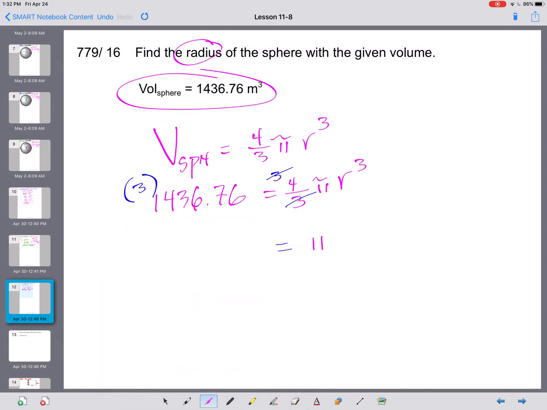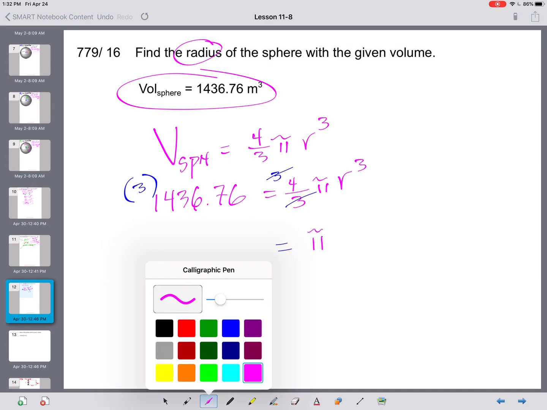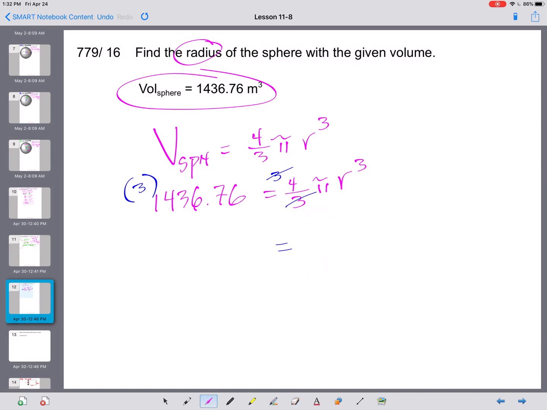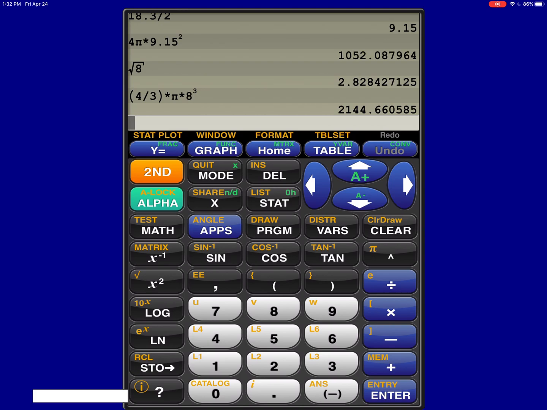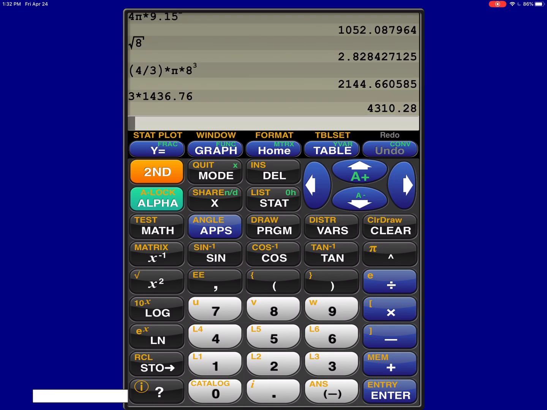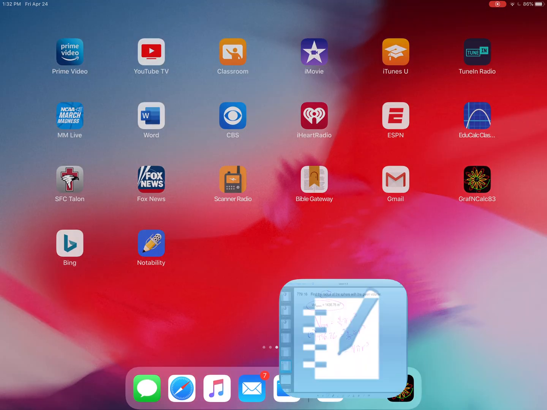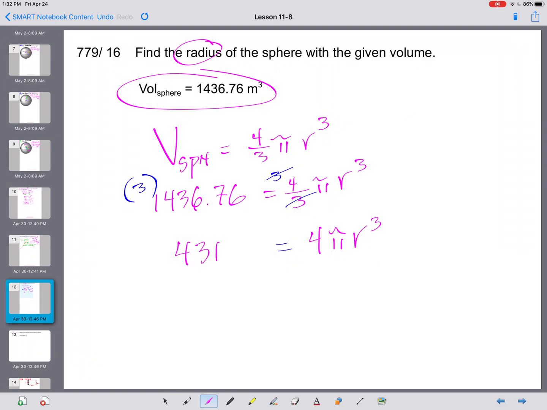On the right, we just have pi. Oh, actually, we have 4 pi r cubed. Good, let's do this. 3 times 1436.76. Okay, great. There it is, 4310.28. What do you want to do now?